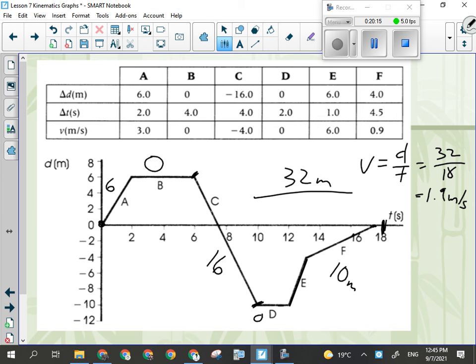All right? Those are all things I could very easily ask you on a quiz or a test to do with a position versus time graph. Okay? That's interpreting a graph, that's some calculations from a graph, okay? That kind of stuff. Okay. Any questions there before I move on?